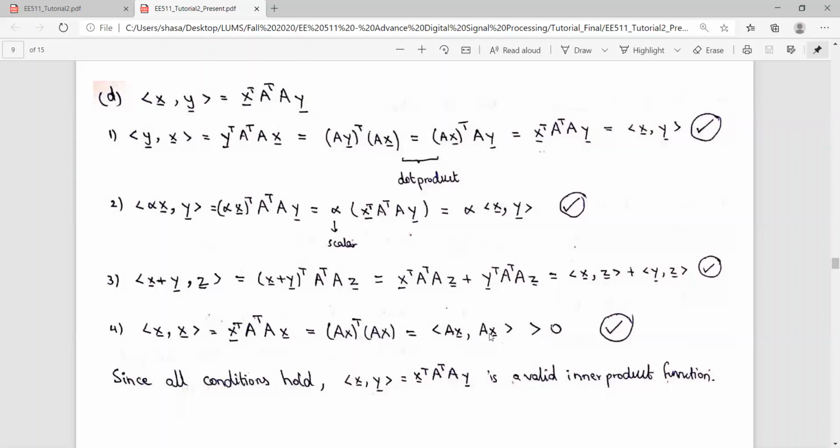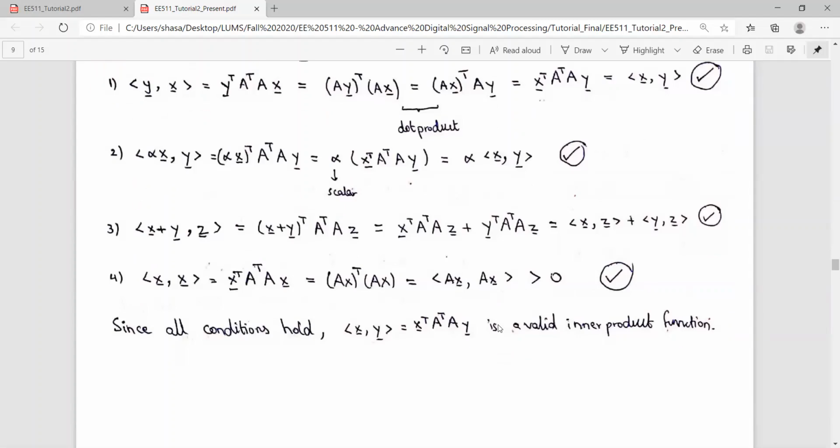And through this rule, I have deduced that the inner product of x and x is greater than 0. Since all conditions hold, xy is a valid inner product function.